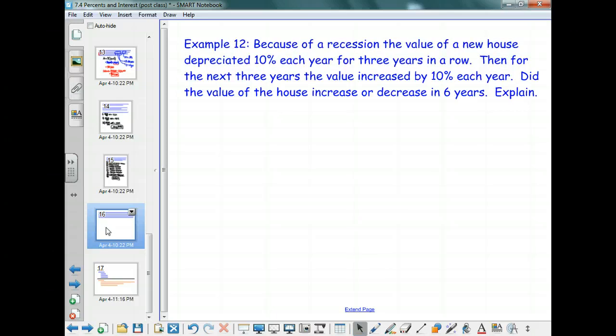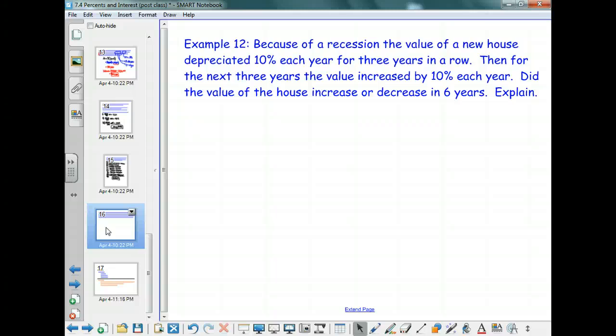Because of a recession, the value of a new house depreciated by 10% each year for 3 years in a row. Then, after that, the next 3 years, it increased by 10% each year. Did the value of the home increase or decrease in 6 years? Explain. Now, the one thing it doesn't give you in this problem is the value of the home, right? And because it doesn't give you that, it really means that it must not matter.